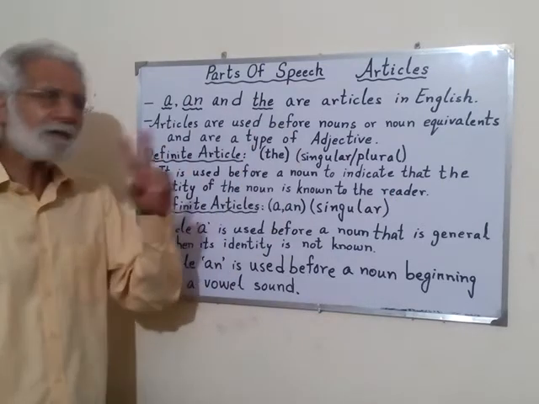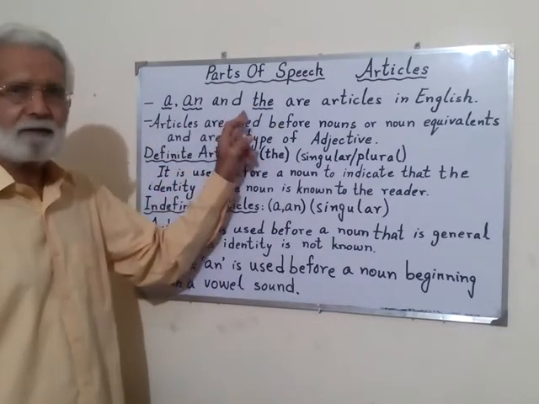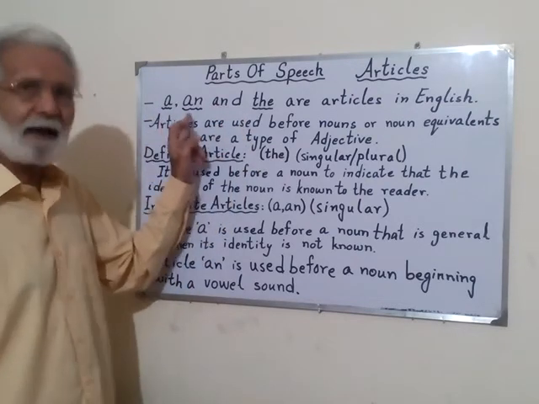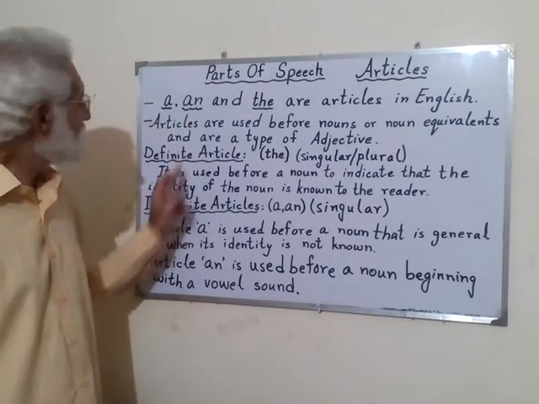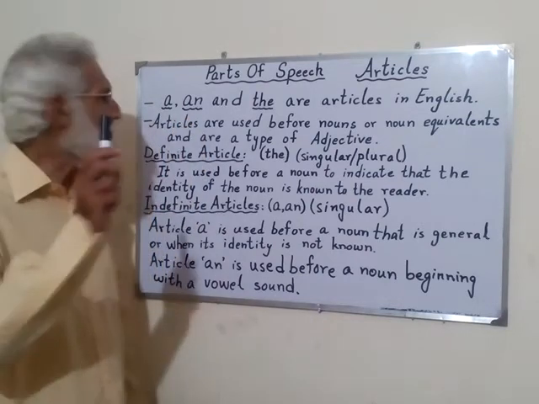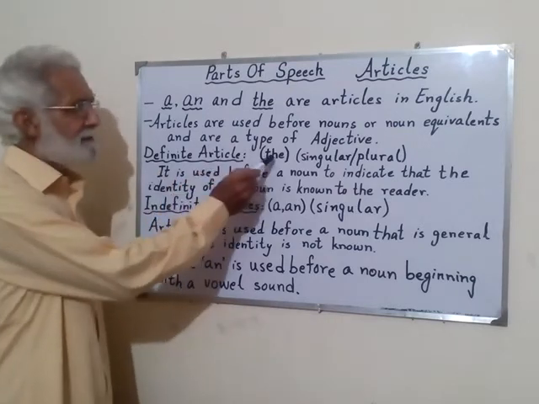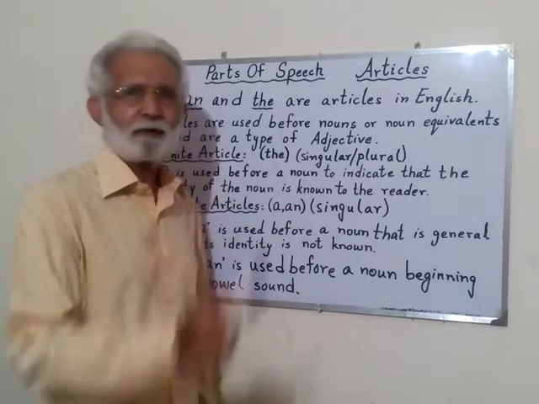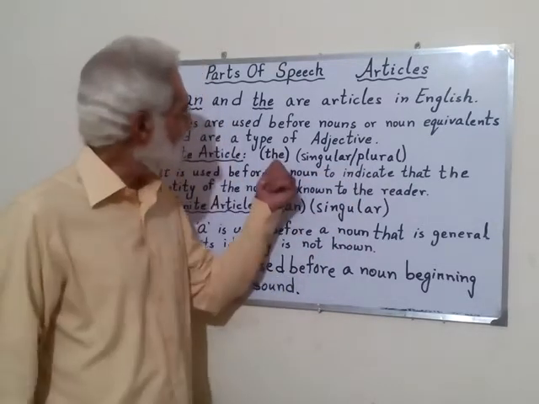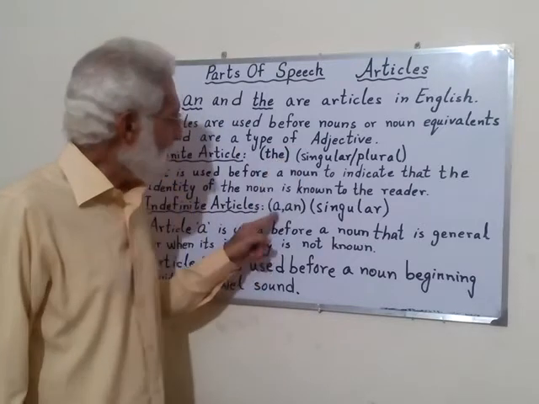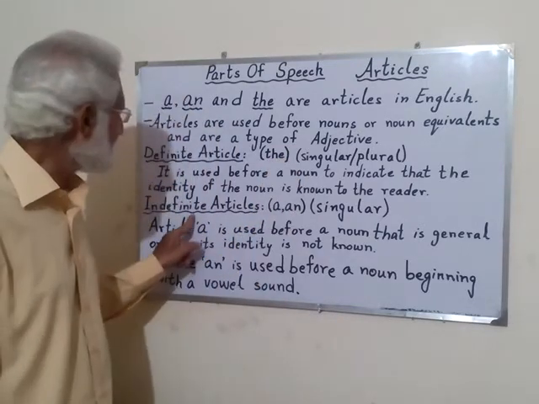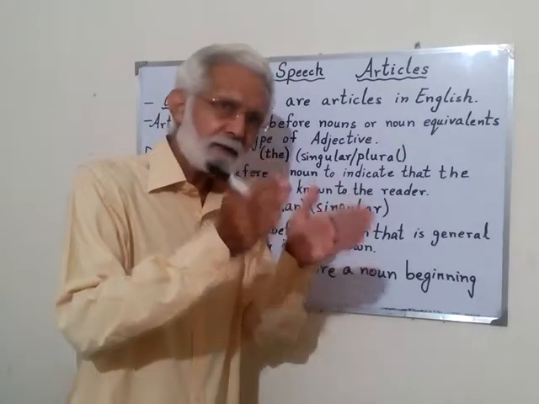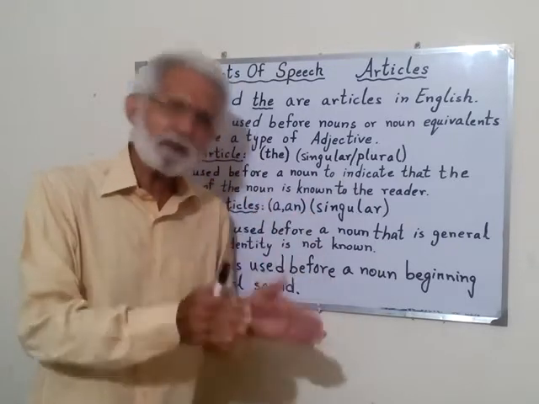Then remember, these three articles are a, an and the. The is a definite article, and a and an, these two, are indefinite articles. Remember, the definite article is the. It is used before a singular noun as well as a plural noun. If the noun is plural or singular, we can use the before that. But remember, a and an are indefinite articles. They are only used before a singular noun. Only before a singular noun.